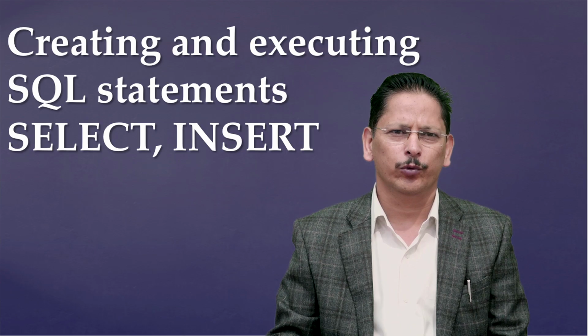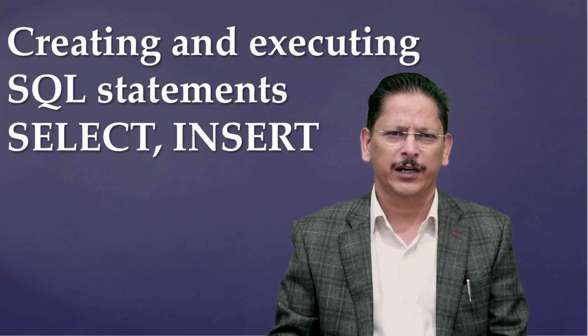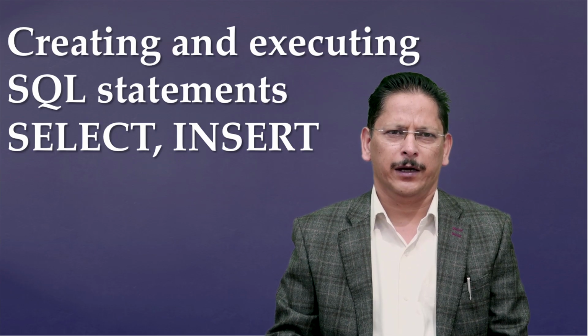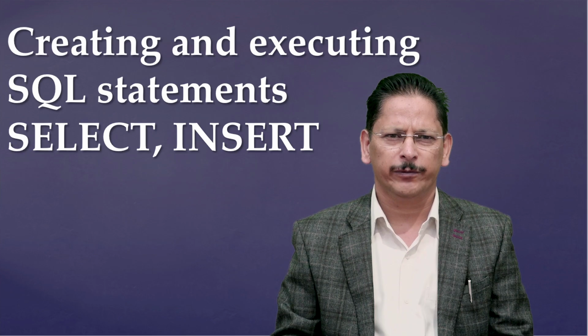Whenever we have to make a connection with the database in Java, we have these 5 steps, which we already discussed in the previous lecture. So again I am discussing the same. First, we establish the connection; second, create the JDBC statement; third, execute the SQL statement; fourth, get the result set; and fifth, close the connection. So today we will focus on executing the SQL statement as well as getting the result set.